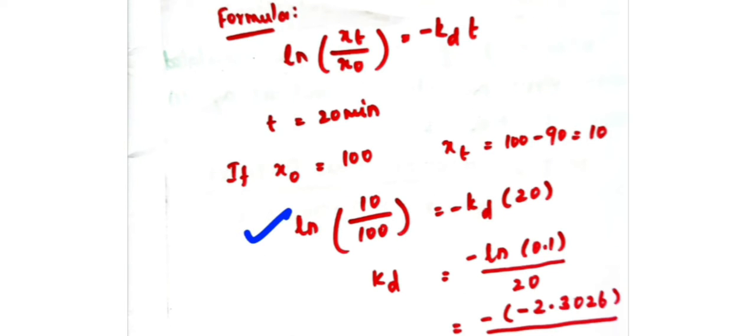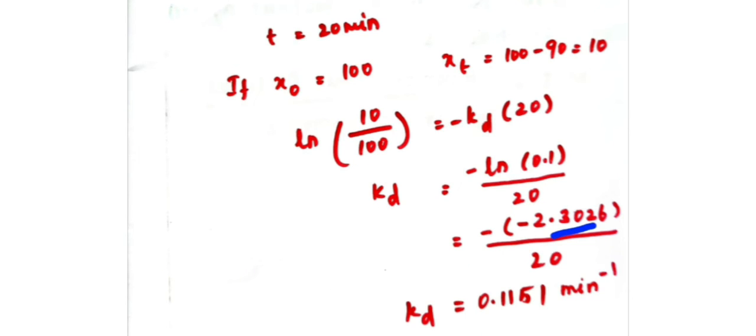So ln of xt divided by x naught, so xt is 10 divided by x naught is 100, is equal to minus kd into time, which is your decimal reduction time, 20 minutes. So kd is equal to minus ln of 10 divided by 100, 1 by 10 is equal to 0.1, so minus ln of 0.1 divided by 20. So ln of 0.1 is minus 2.3026 divided by 20.